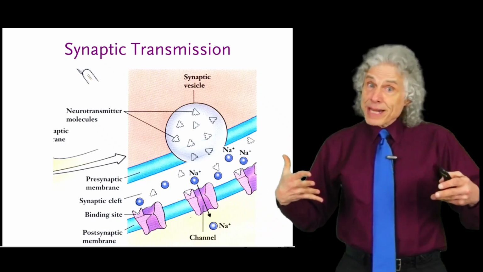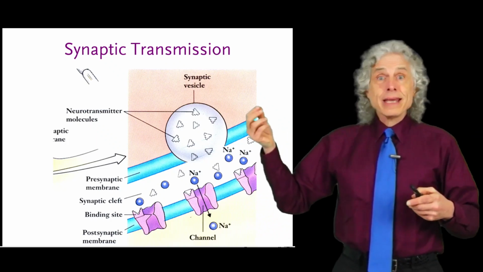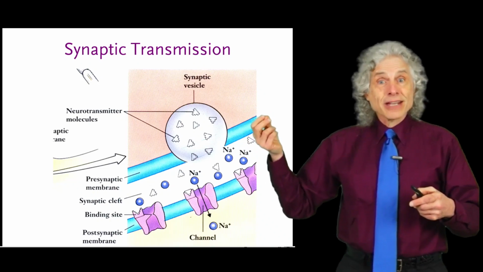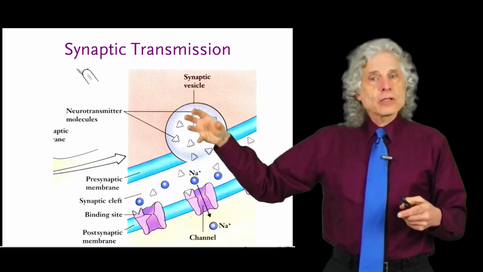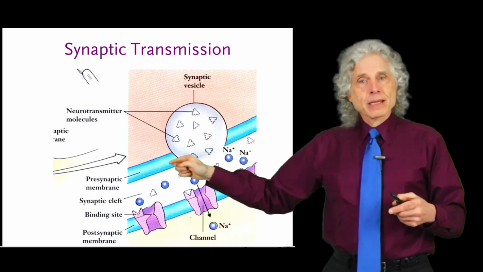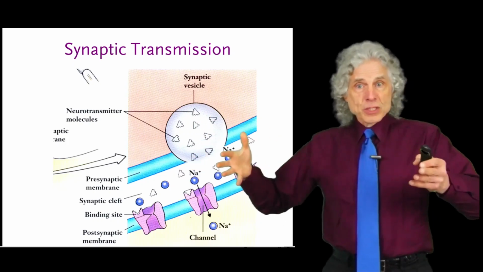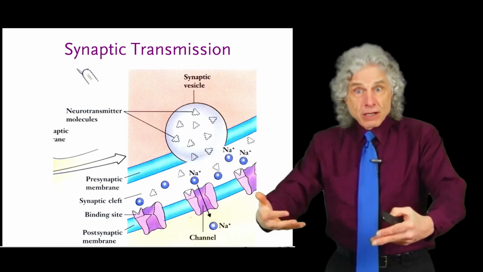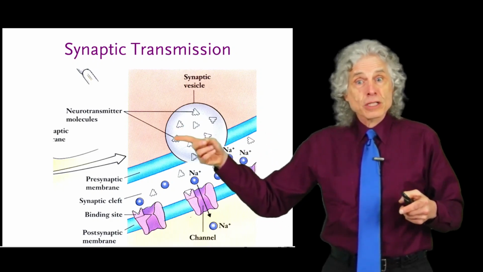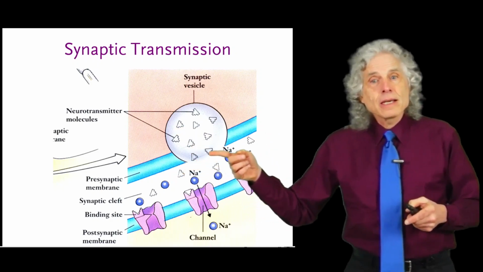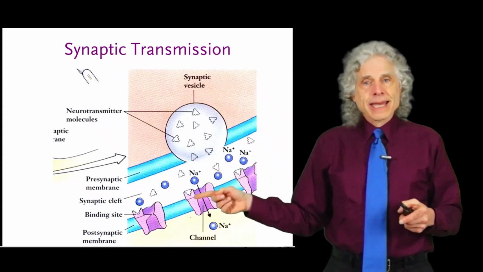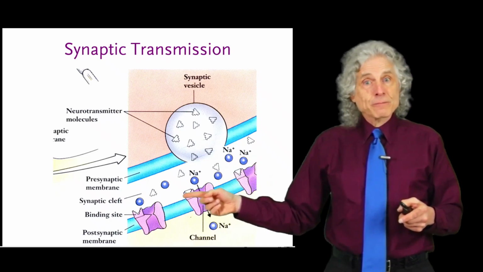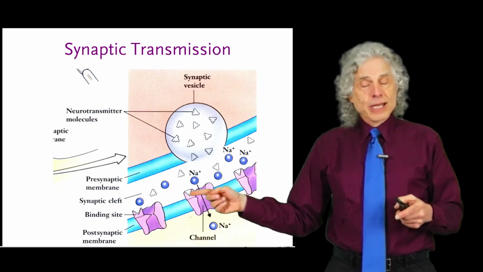Through some molecular magic, which I'm not going to explain, when a neural impulse reaches the end of an axon terminal, it causes the synaptic vesicles to fuse with the presynaptic membrane. That opens them up, and they kind of barf their content of neurotransmitter molecules into the synaptic cleft. The molecules diffuse across the cleft.